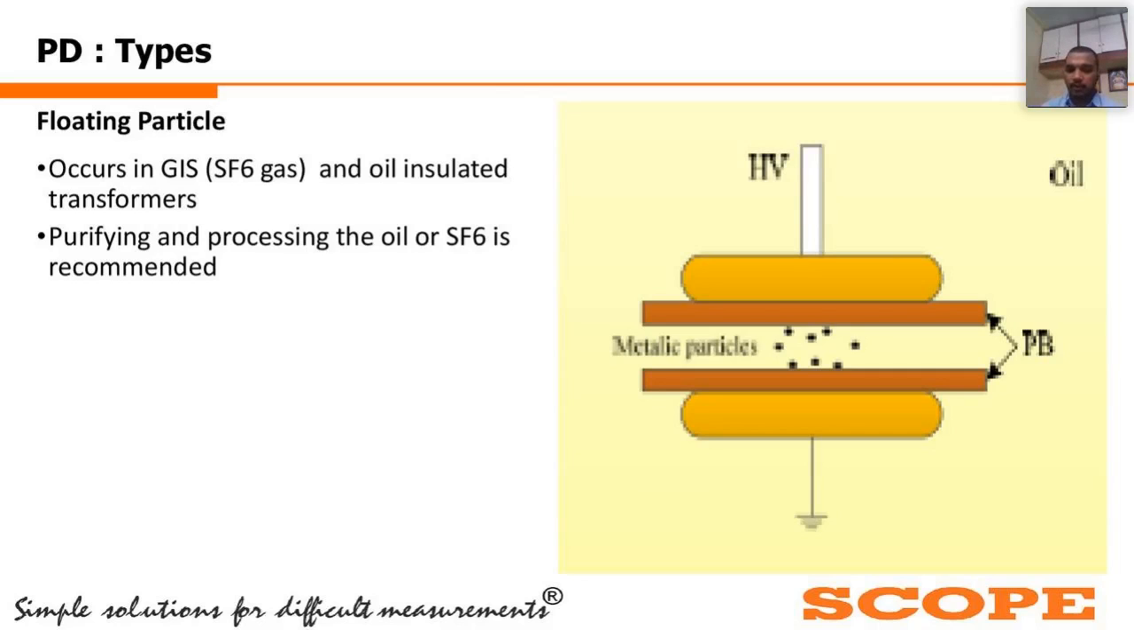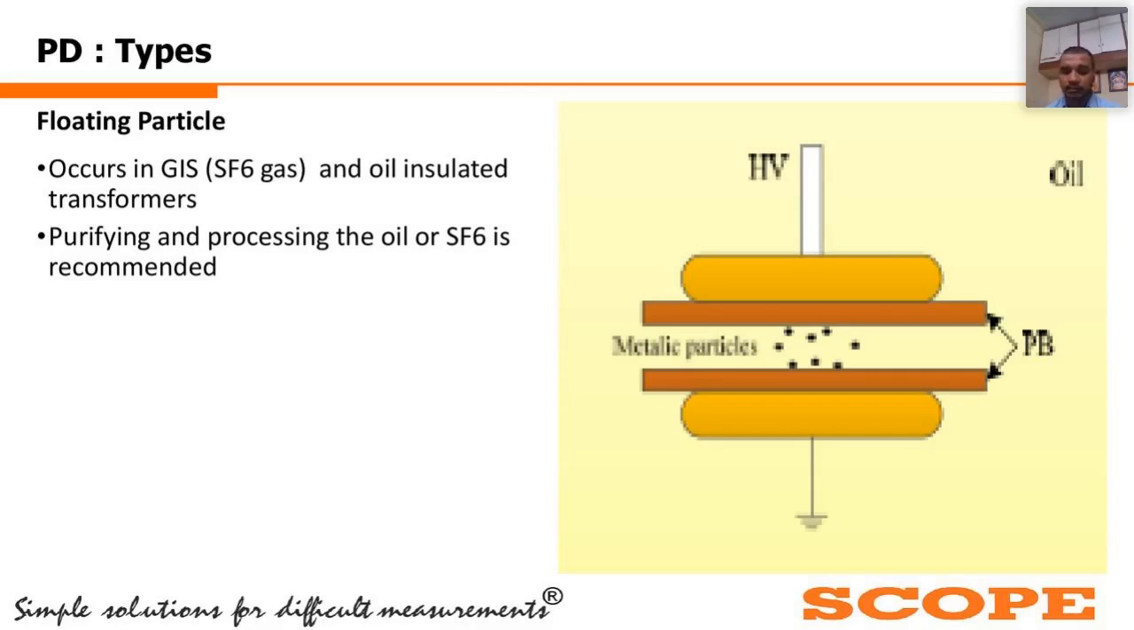Now you have the floating particle. As we saw one kind, which was floating potential, this is somewhat different from it. These are microscopic particles. Floating particles are microscopic metallic or non-metallic particles that are inside the fluid. That means in terms of fluid insulation, we have oil as well as SF6. Here, as you can see, these are small metallic or microscopic particles that are generally taken care of while designing or during commissioning tests.